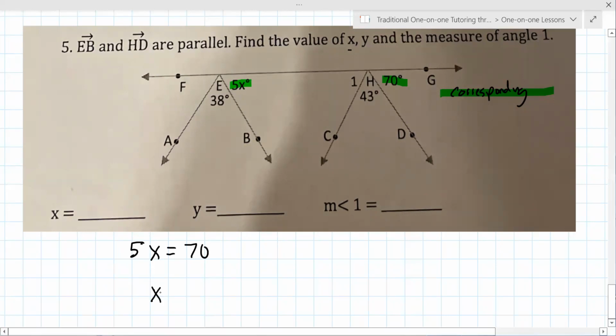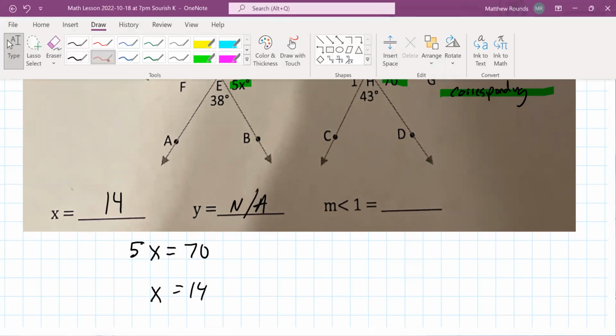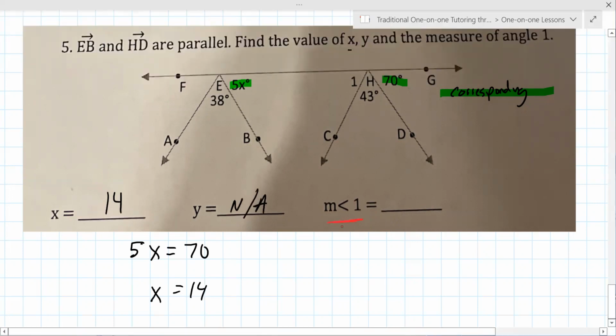Yeah, x is 14. Very good. Fantastic. Okay. So we can't do y. We'll just say NA, not applicable. But now they want you to find the measure of angle 1.